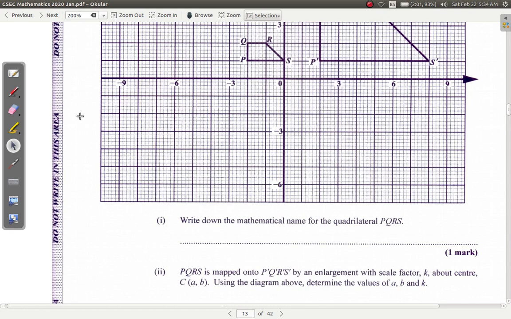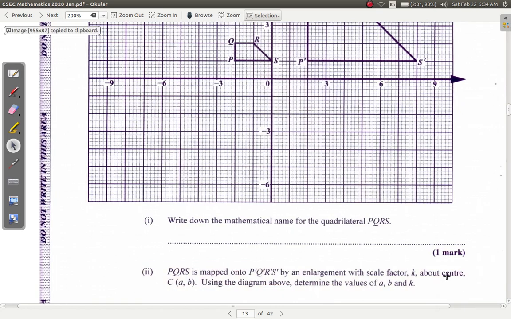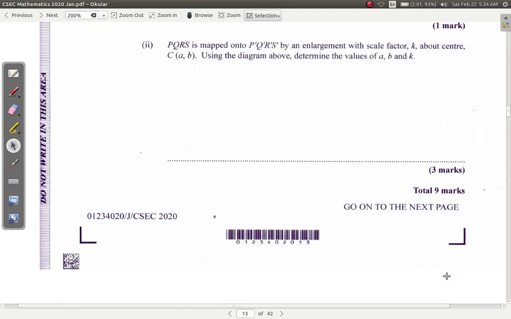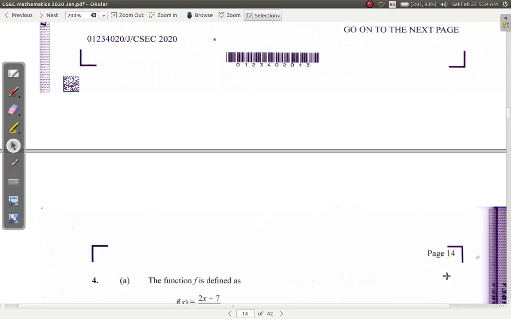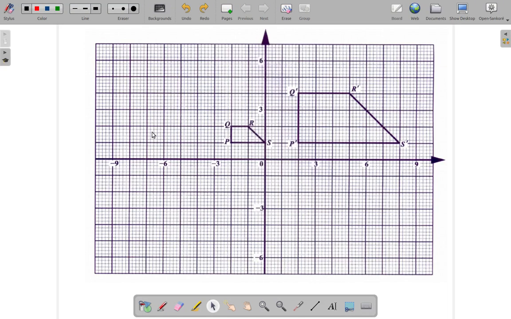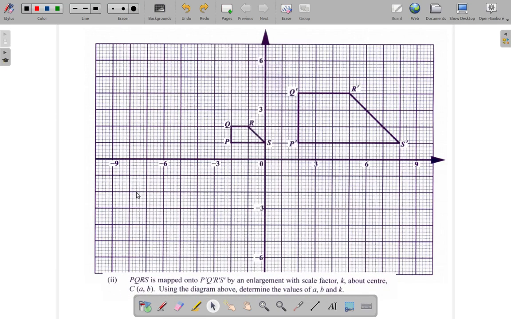All right. So let's just copy this part and put it on another whiteboard. Just curious to find out what else they will want us to do. Oh, this is going to be the final part of question C, once you see it says total 9 marks. Question 4 starts later. All right, so let's do this part. I've already copied the graph here. Let's paste our instruction here. Now, you're going to use the diagram above to determine the values of A, B, and K.